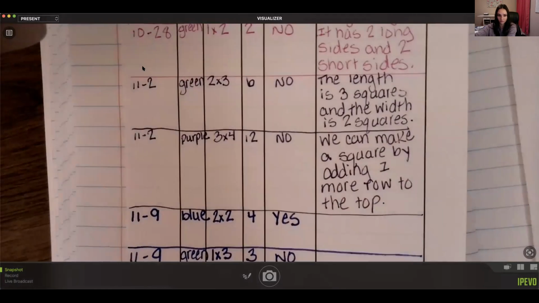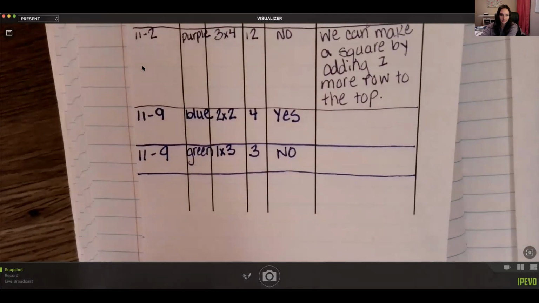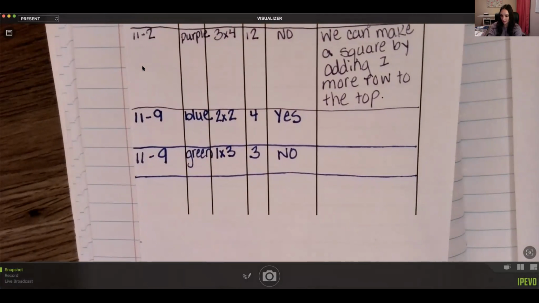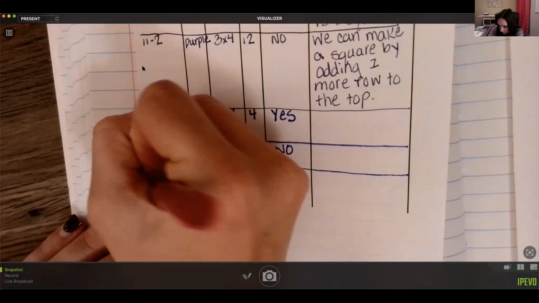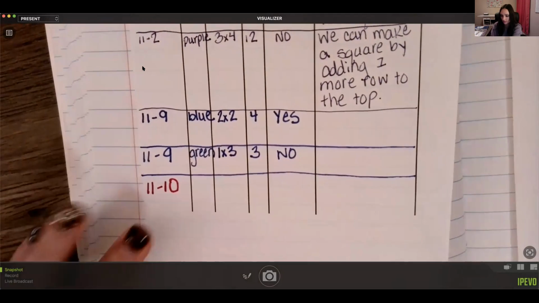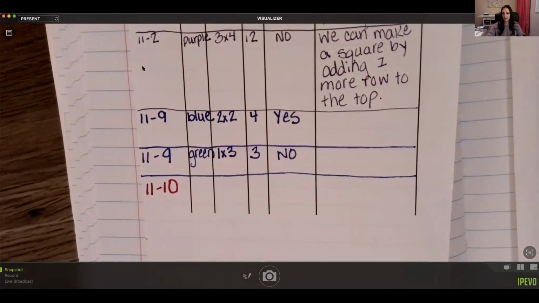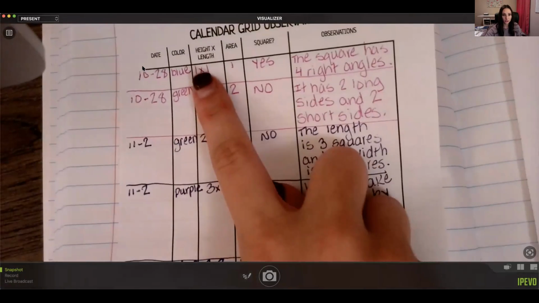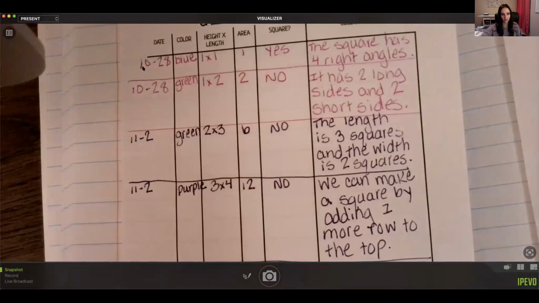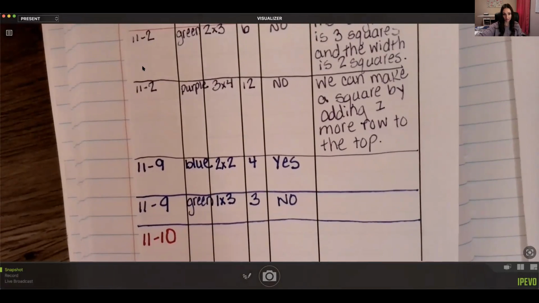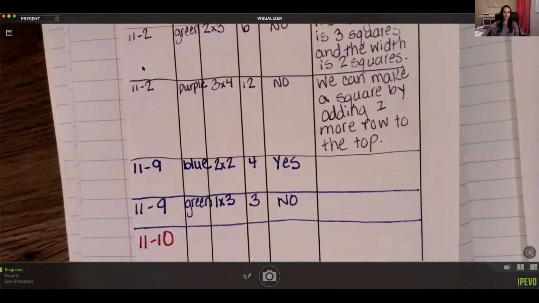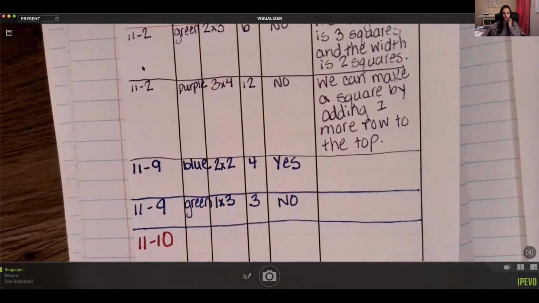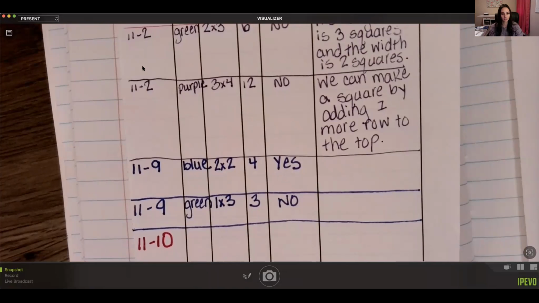Okay, so the date today is 11-10, November 10th, okay? And let's look and see if we can find a pattern. So we have blue, green, green, purple, blue, green. So there might be a pattern. Think about in your head real quick before I show you the card. What color do you think the next one is going to be?